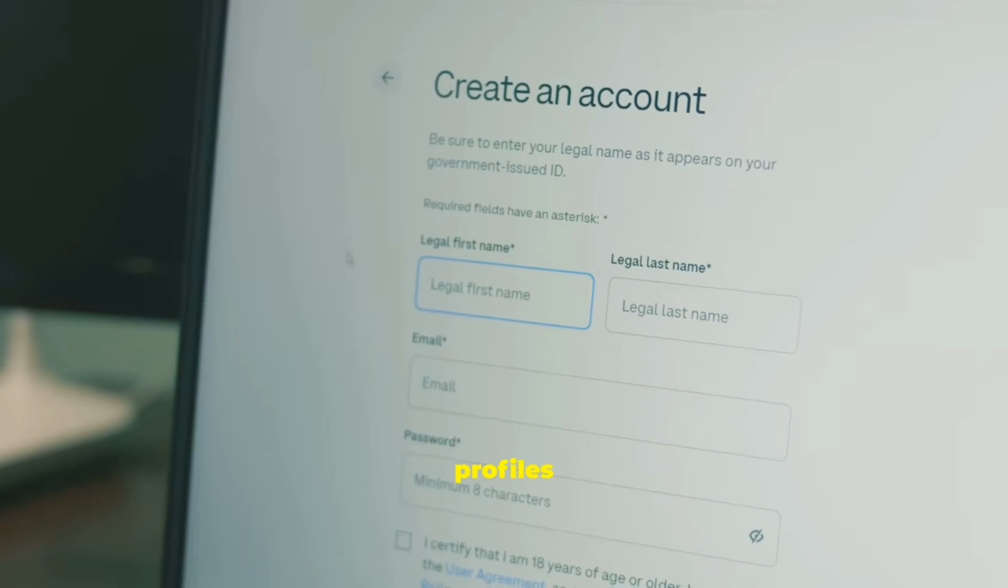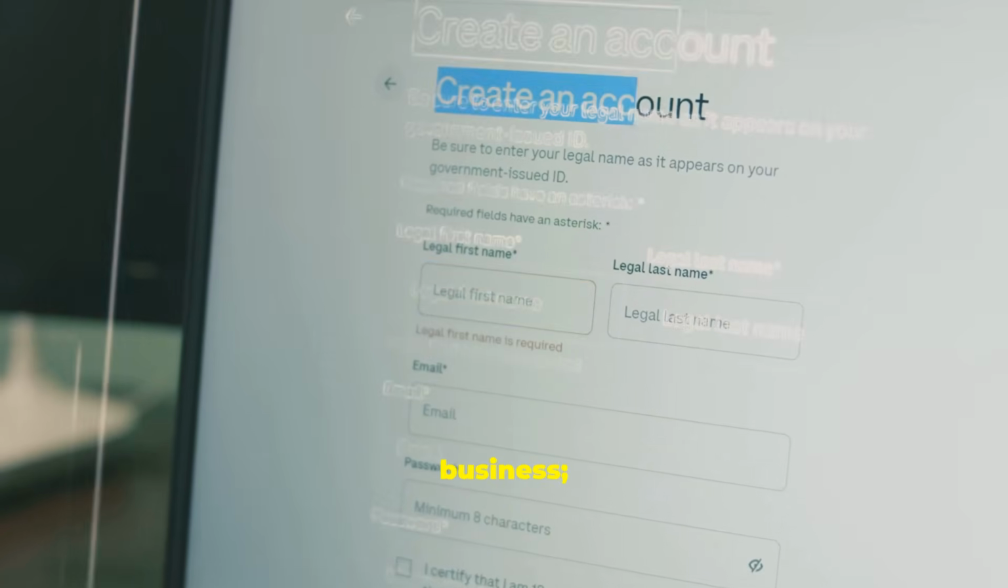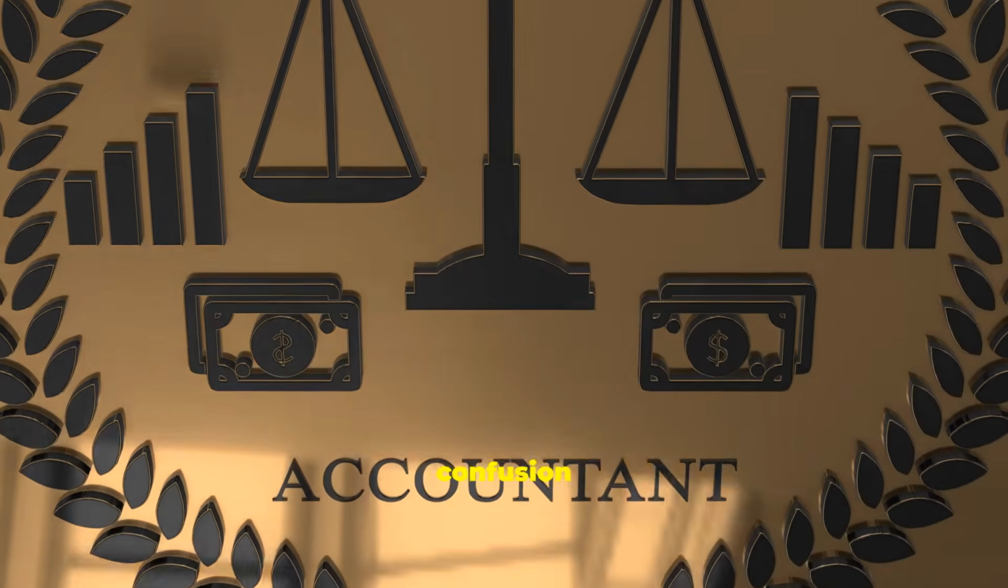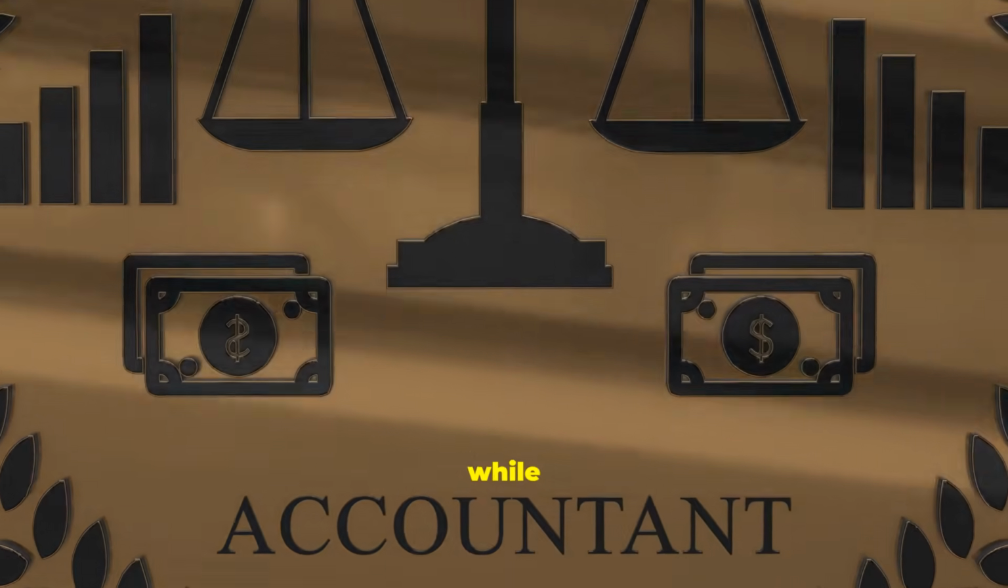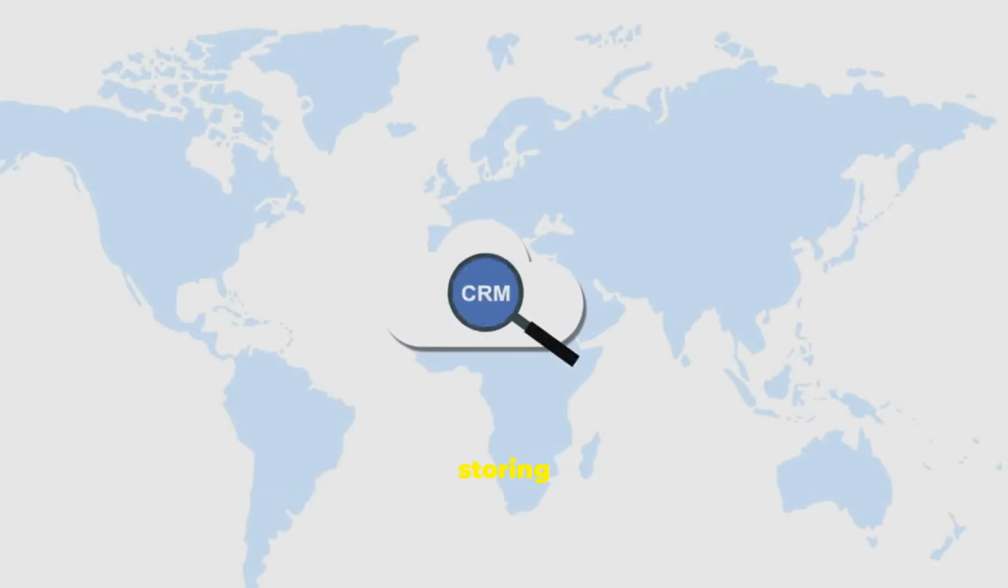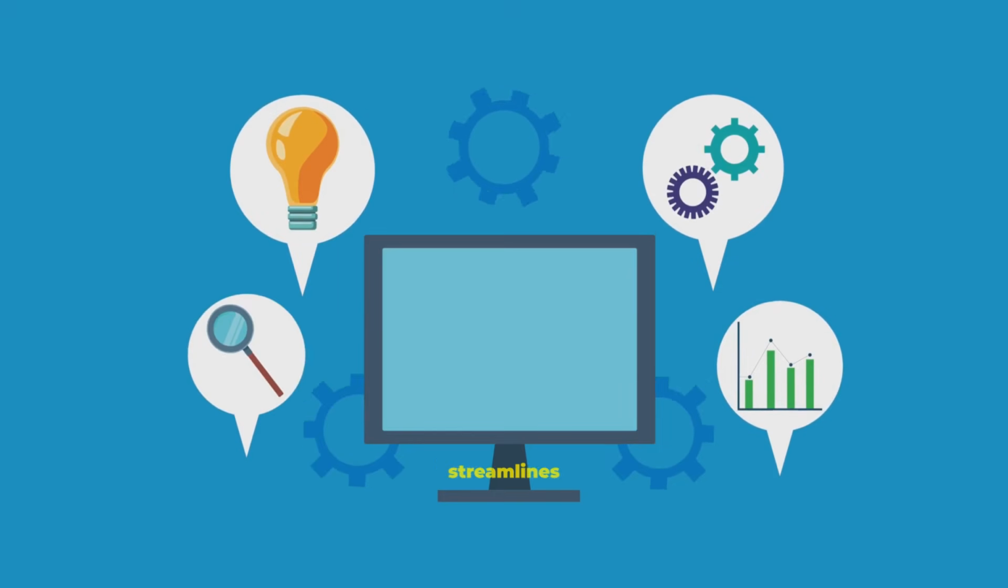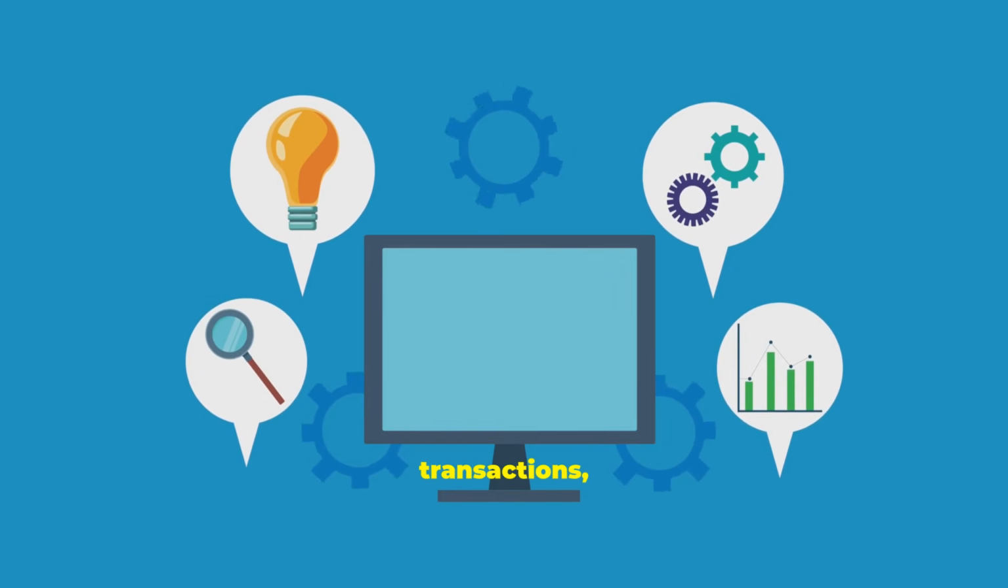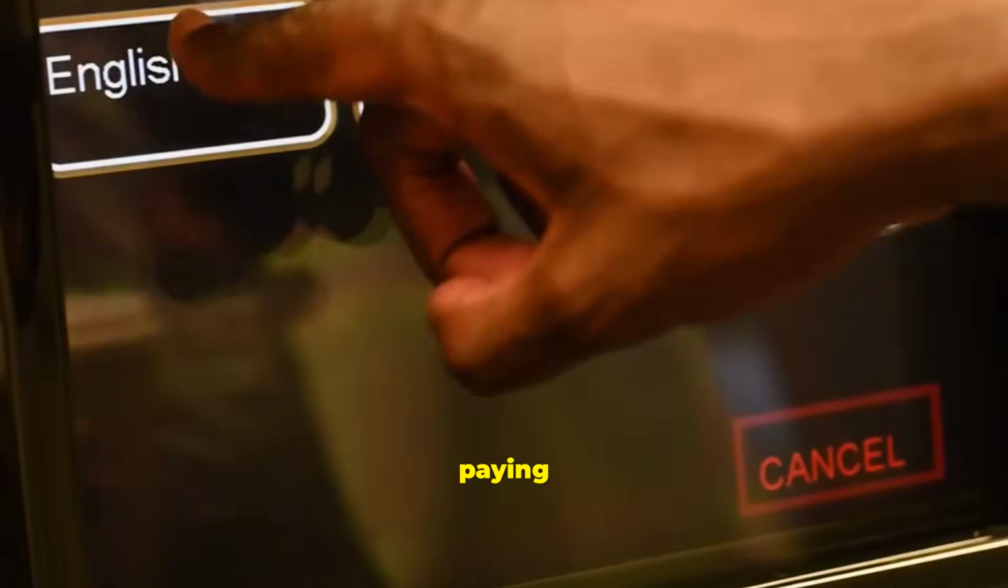Think of these profiles as the digital Rolodex for your business. A messy one leads to confusion and wasted effort, while a clean one allows you to operate with speed and precision. Good profiles are not just about storing contact information. They are about creating a system that automates and streamlines your most common financial transactions, invoicing, paying bills.